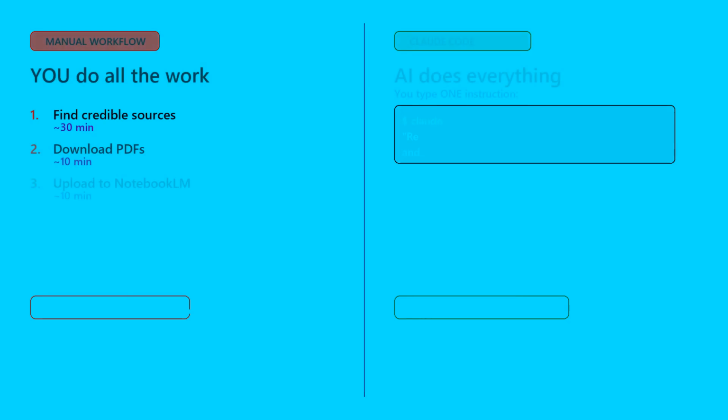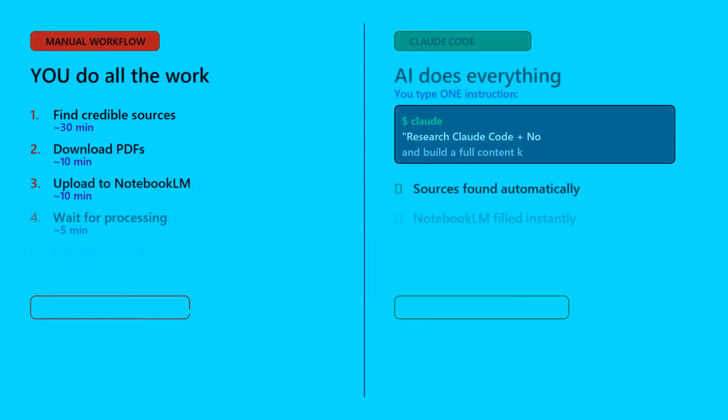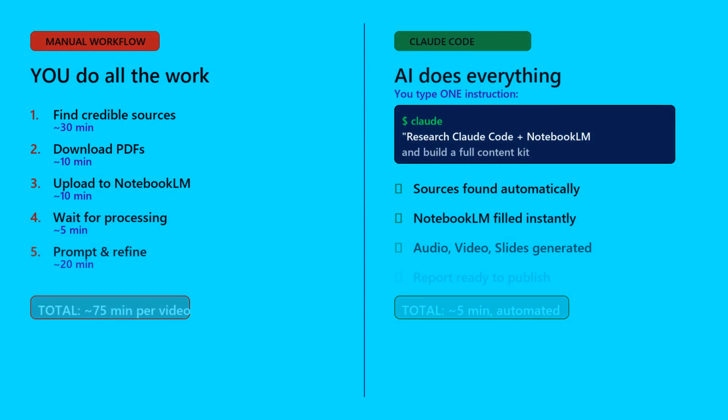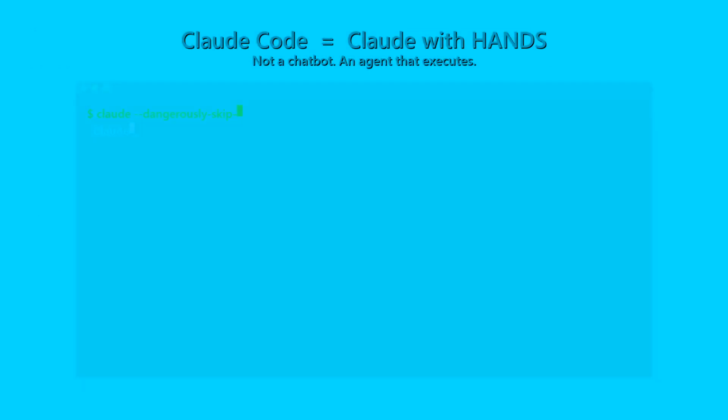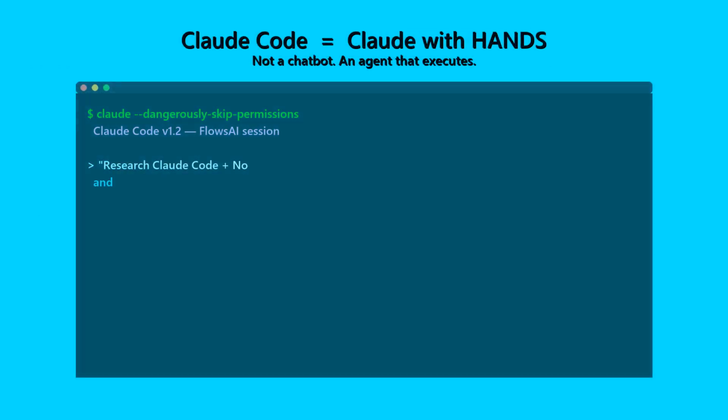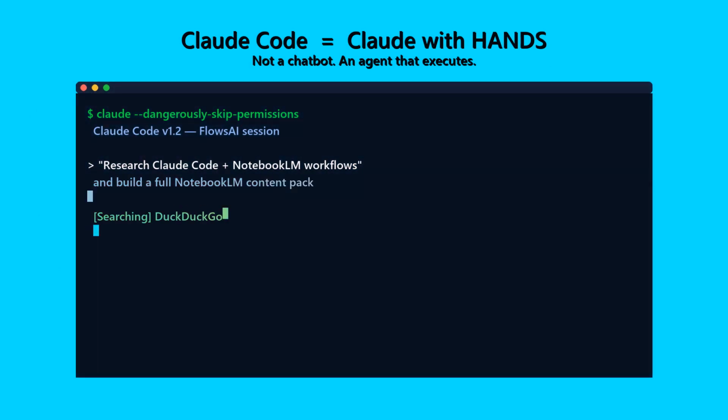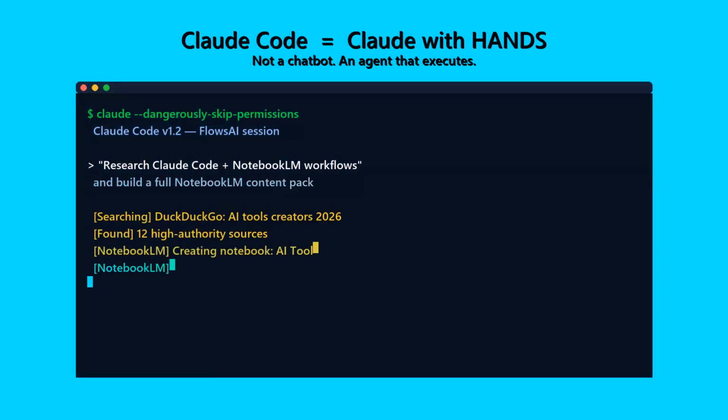Most people think NotebookLM is a tool where you do the work. You find the links, you upload the PDFs, you click the Generate button. Stop. You're acting like a data entry clerk for your own AI. What if your AI did the research, built the notebook, and generated your entire content strategy while you were getting coffee? Today, I'm showing you how.